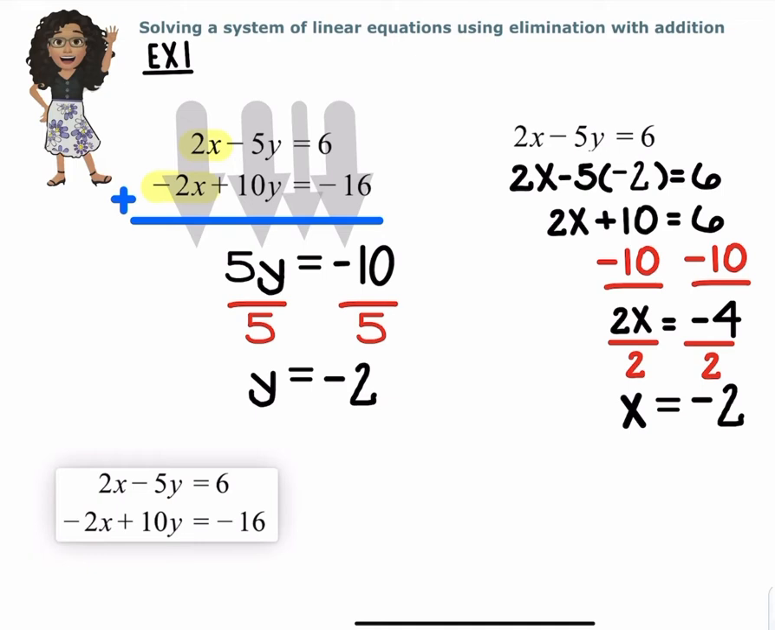Another way you could write the answer is as a coordinate, negative 2 comma negative 2. Because if I graph both of these equations, this is the point where the lines intersect. Let's take a look at one more example.